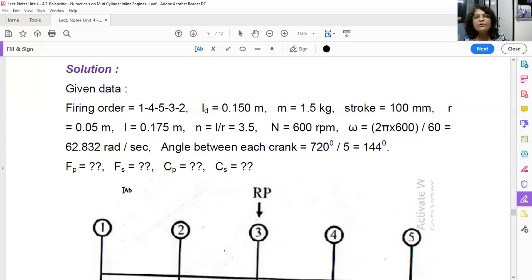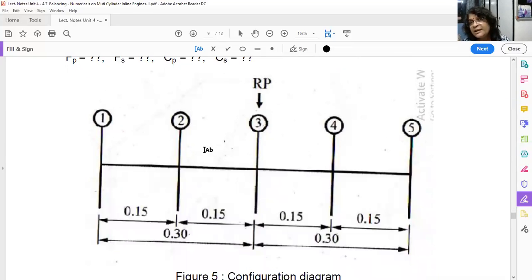Okay, and we have to examine the engine for any unbalanced primary force, secondary force, primary unbalanced couple, and secondary unbalanced couple. So which reference plane will you take? As I told you, it should maintain the symmetry. This is just a convenience; our calculations are reduced. That's why in reciprocating engine problems we always take a reference plane which maintains the symmetry. So at plane number 3 we are assuming the reference plane.